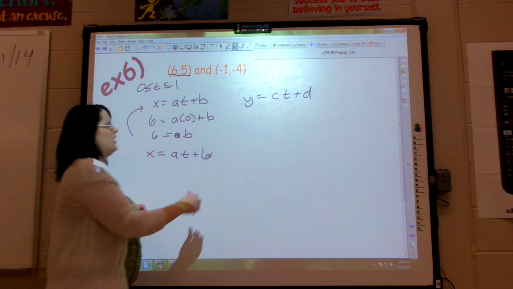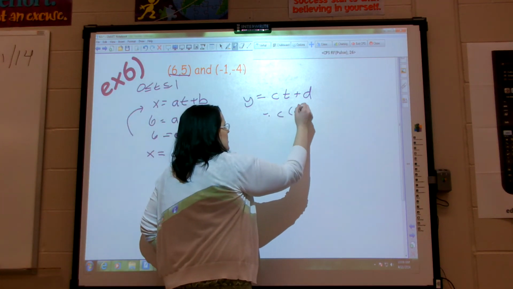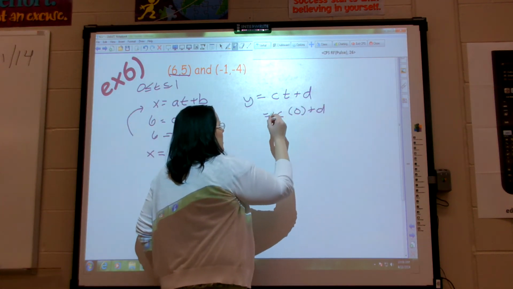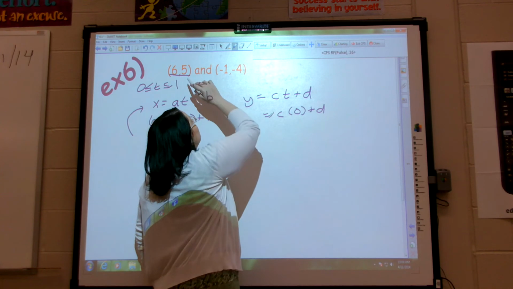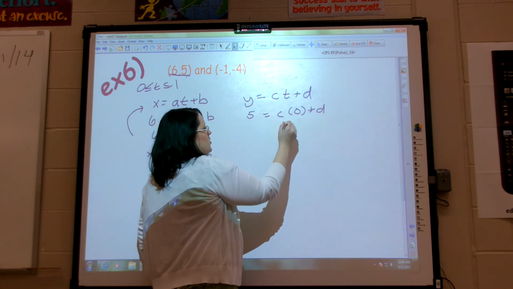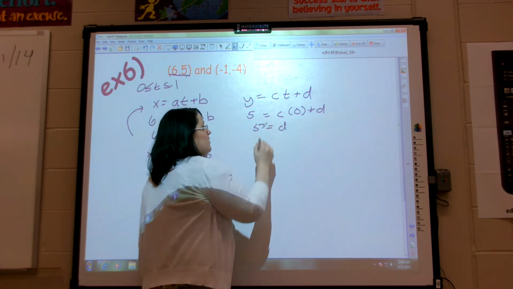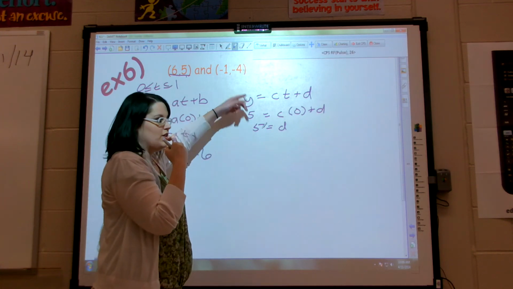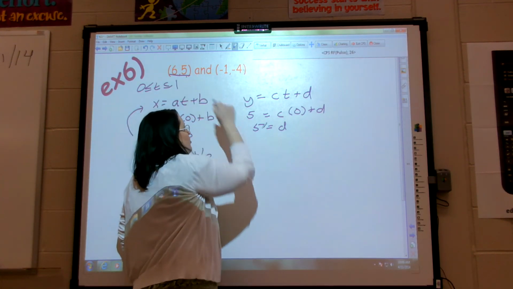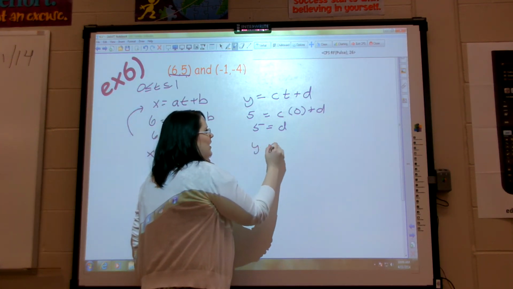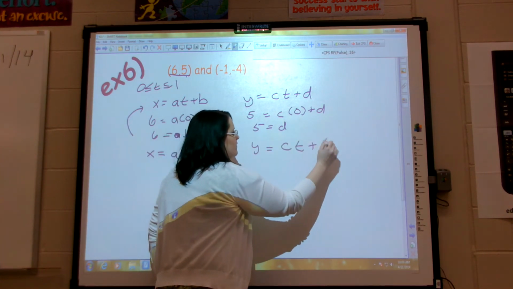Okay, let's do the y. When t is 0, what's your starting y? 5. So that means d is 5. Okay, be careful. That's what I see most people do a lot. They go straight to the other x. We got to do one whole point first. So I have y equals ct plus 5.